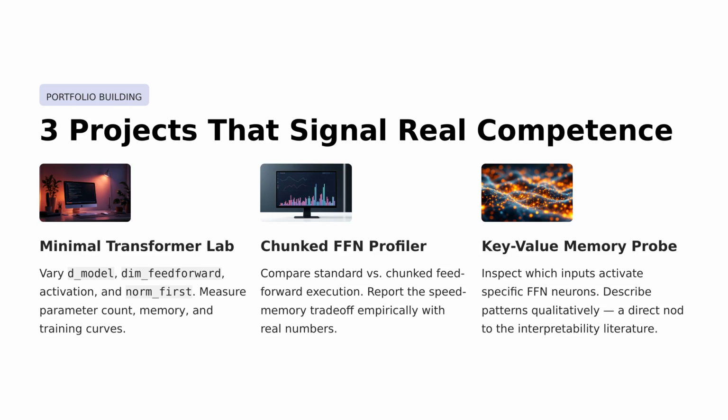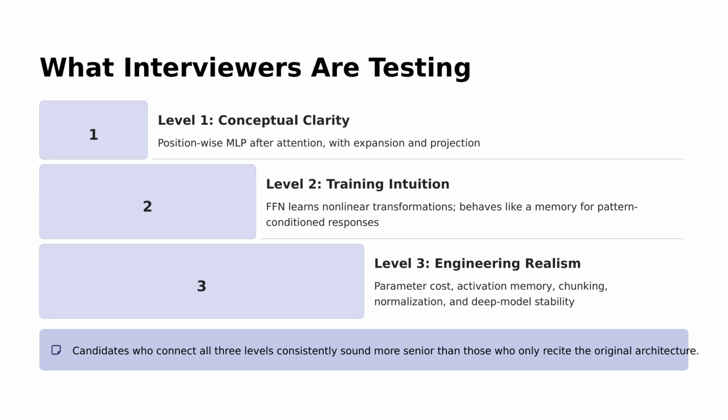To build a portfolio that really signals competence, focus on 3 projects. First, a minimal transformer lab, where you vary core settings like model width, feed-forward size, activation, and normalization. Then, track parameters, memory, and training behavior. Second, a chunked FFN profiler, comparing standard and chunked execution with real speed versus memory numbers. Third, a key-value memory probe, examining which inputs activate specific FFN neurons and what patterns emerge.